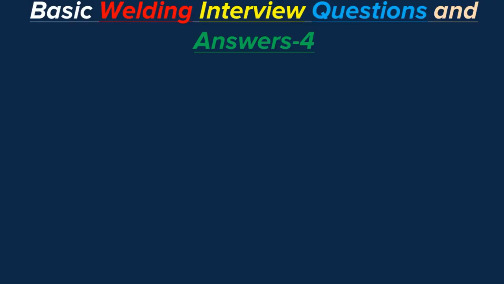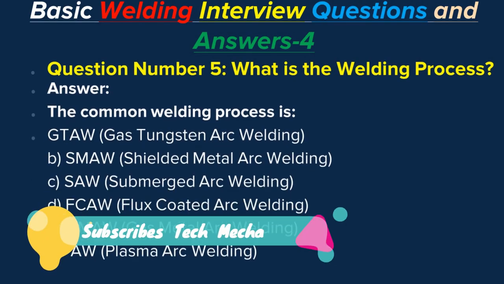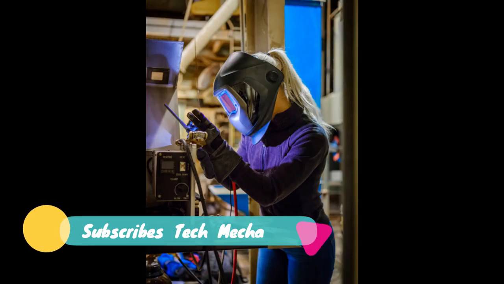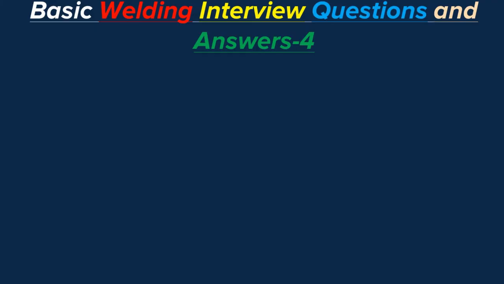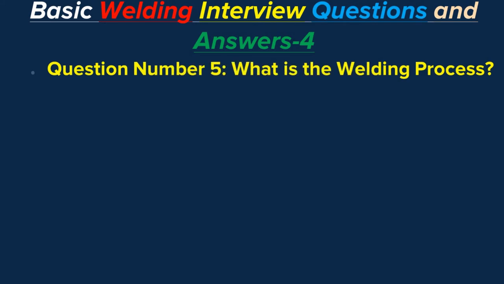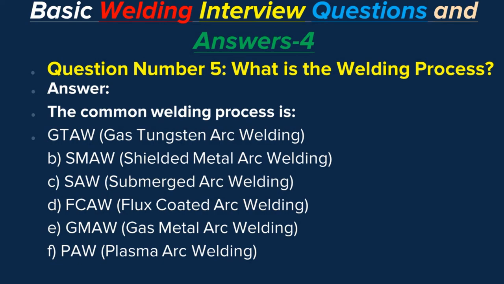Question number 5. What is the welding process? Answer. The common welding processes are: A, GTAW, gas tungsten arc welding; B, SMAW, shielded metal arc welding; C, SAW, submerged arc welding; D, FCAW, flux cored arc welding; E, GMAW, gas metal arc welding; F, PAW, plasma arc welding.